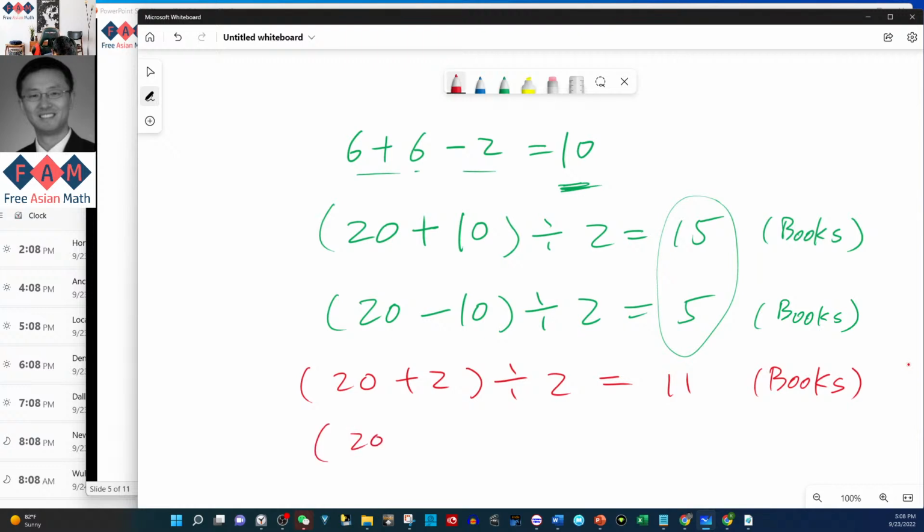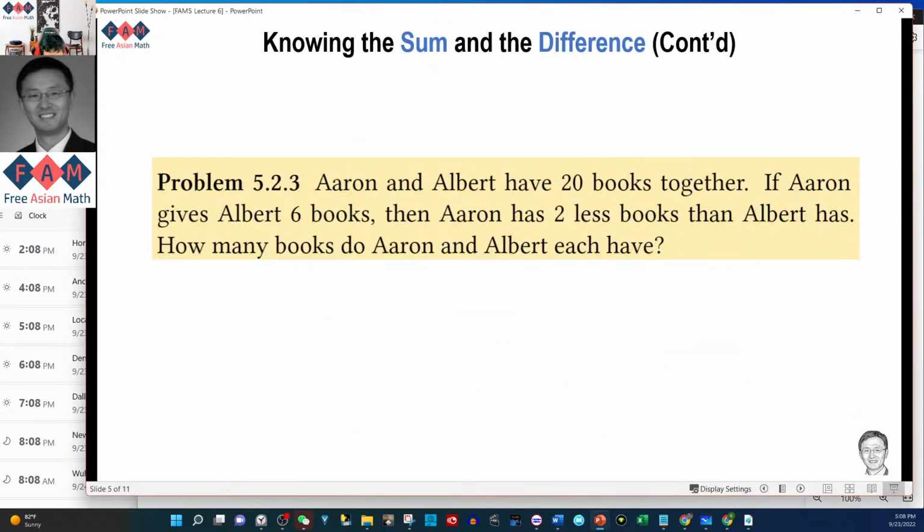And Aaron's number of books will be 20 minus 2 divided by 2. That is 18 divided by 2. That's 9 books. And once again, this is the situation with the hypothesis. But that's not what we want. We want the actual situation. But how do we do that?